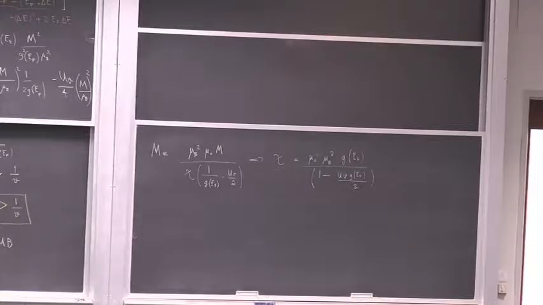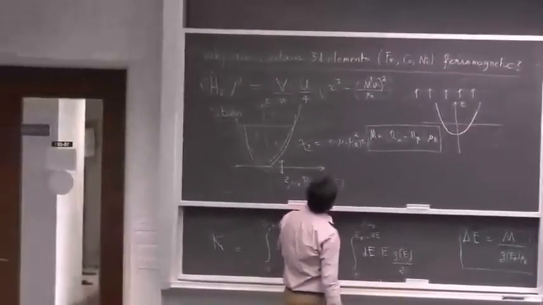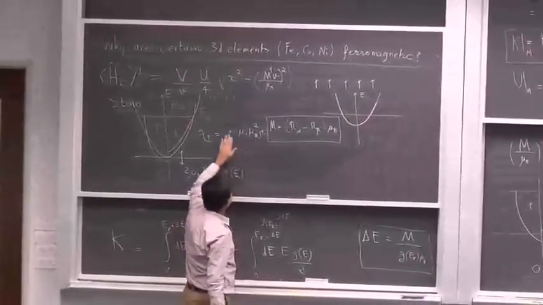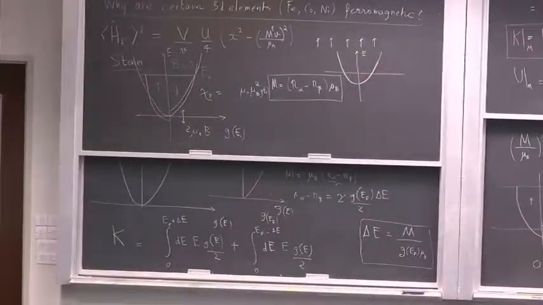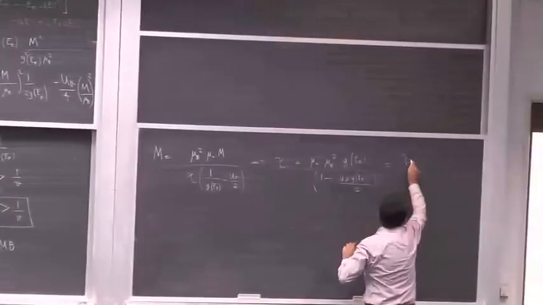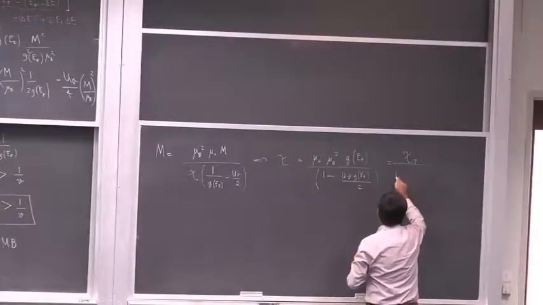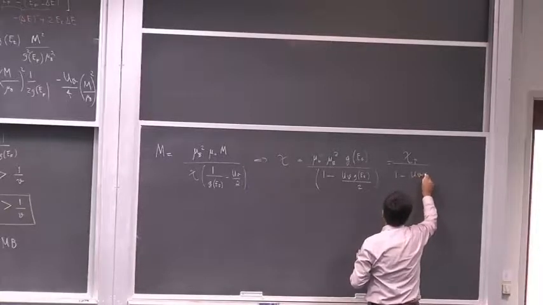Here I also have a GEF. Since this is the density of states, I don't need this N over here. So now what I have is this term, the Pauli paramagnetism, divided by 1 minus UV GEF over 2.